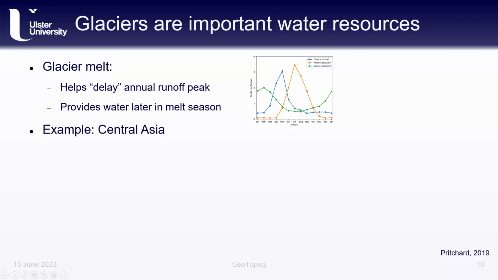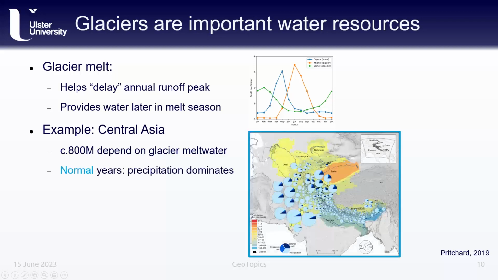And a good example, and thank you again for the introduction, is in Central Asia, where about 800 million or so people depend on glacier meltwater for all sorts of things, including basic water resources. Now, in normal years, precipitation is the dominant contribution to river flow. So the pie charts here in this map show you the size of the pie chart tells you how much water there is.